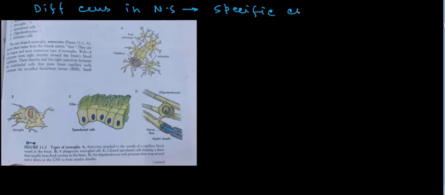So next we will see the different cells in the nervous system. Since we know that in every system there are specific cells, and the specific cells perform specific functions, the nervous system is also made up of specific types of cells. In the nervous system there are two types of specific cells. One is the neurons, and another type is the neuroglia. So neurons and neuroglia are the two types of cells which constitute the total nervous system.